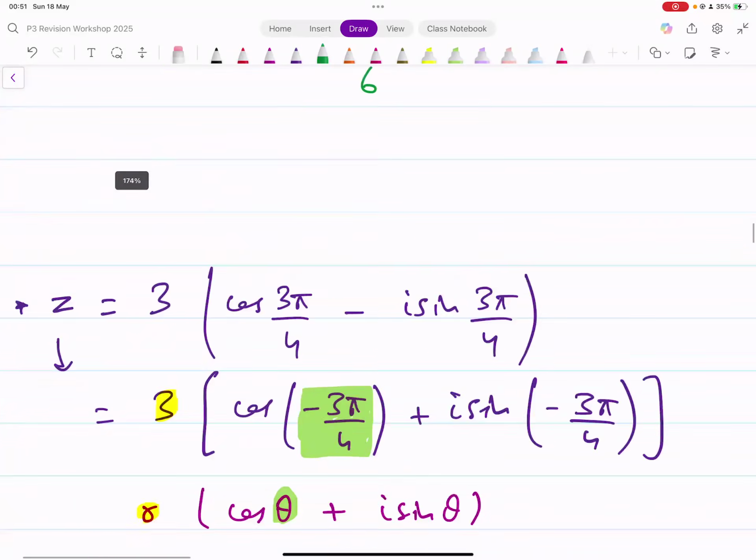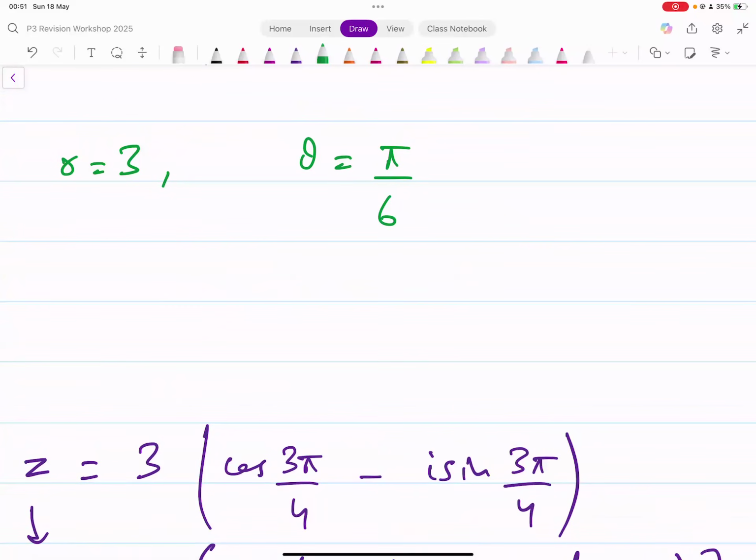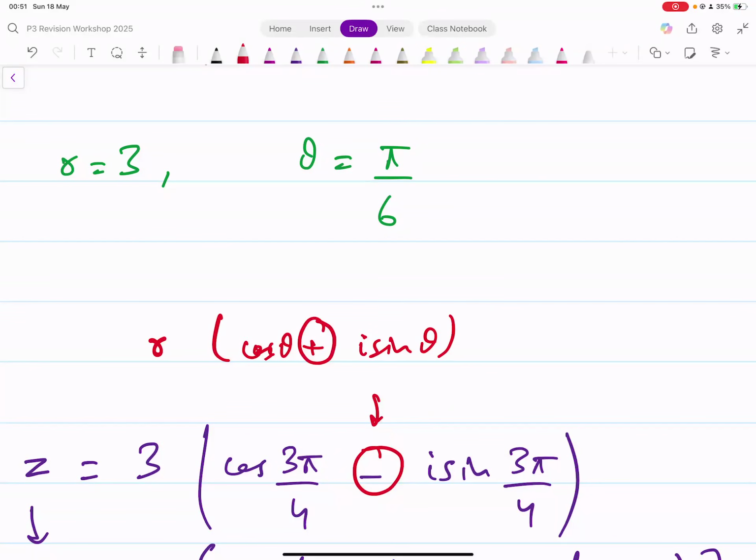But sometimes what happens is you end up getting something negative like this. Cos of 3 pi over 4 minus iota sine of 3 pi over 4. What about this? The standard form that we have looks like this: r into cos theta plus iota sine theta. Now, how can this number be negative when it's supposed to be positive in this form?